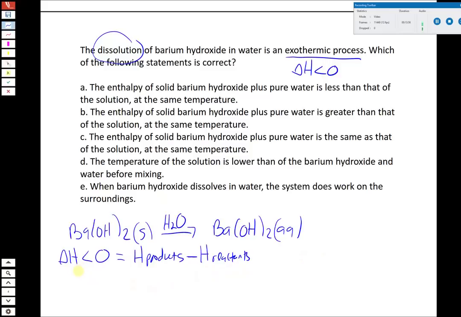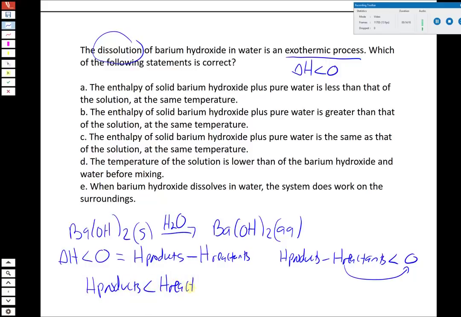Alright, let's rewrite this. So we have H of the products minus reactants is less than 0. We move reactants over and we see that I think I said that wrong the first time. The enthalpy of the products is less than the enthalpy of the reactants. Okay, so anytime it's a negative number, products minus reactants, that means products have smaller enthalpy than reactants. So choices A through C distinguish those.